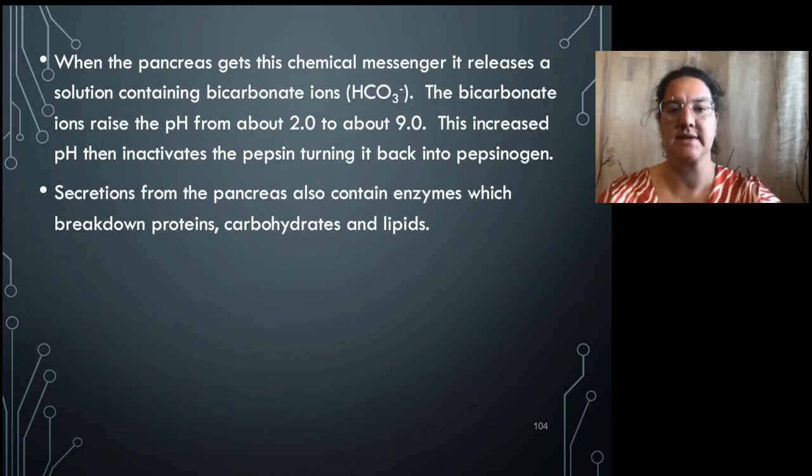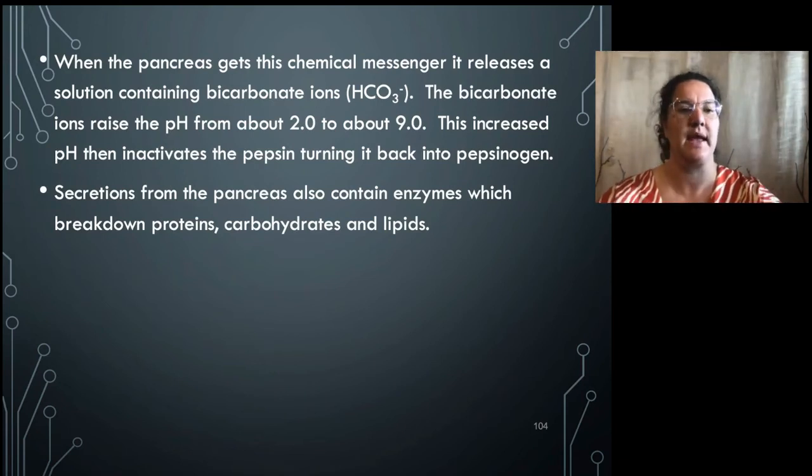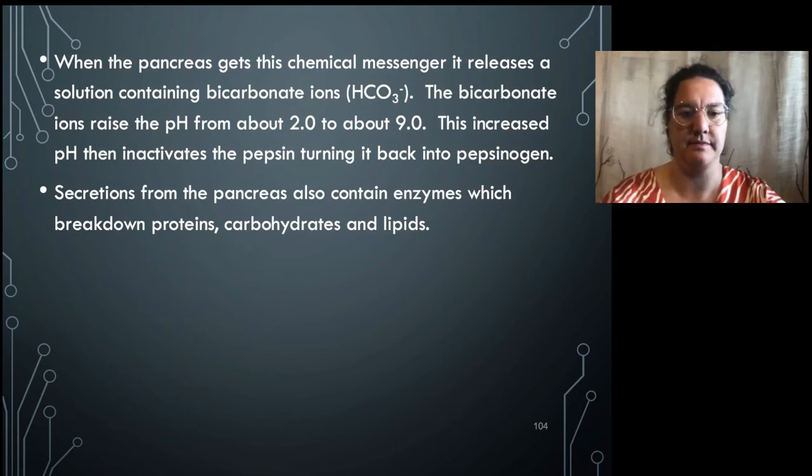When the pancreas gets this chemical messenger, it releases bicarbonate ions, and these raise the pH from about 2 to 9. So now we have a slightly basic environment, which then deactivates the pepsin, turning it back into pepsinogen. So we're not going to have digestion of our small intestines by our stomach acids. Secretions of the pancreas also contain enzymes, which are going to help break down the proteins, carbohydrates, and lipids.